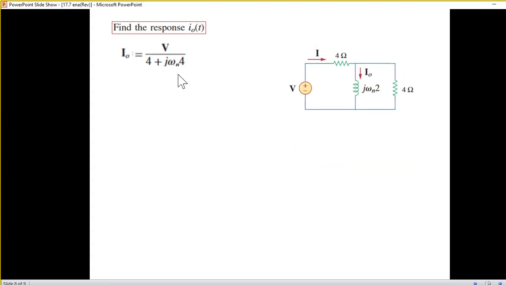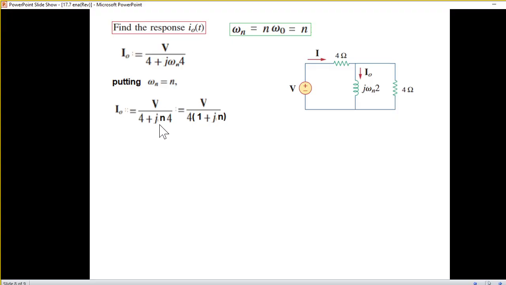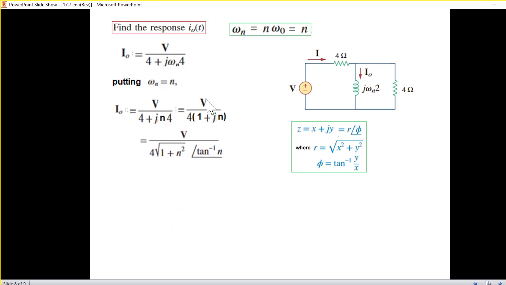Now we need to further simplify this. First of all, we put omega n is equal to n. So I0 will be V over 4 plus j n 4. Taking common 4. Now this is in complex form, so we can write it in polar form. If we recall, the complex form can be written as r angle theta, where r is under root of this and theta is tangent inverse of y over x. So using that formula from here, we get root of 1 plus n square and angle tangent inverse n. We're just using this formula.